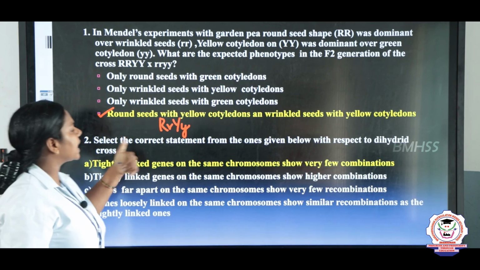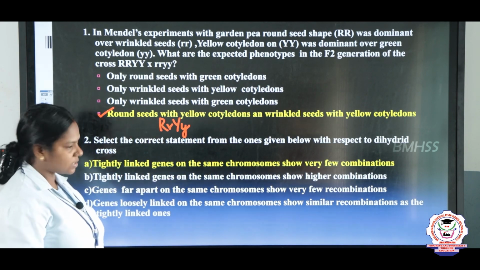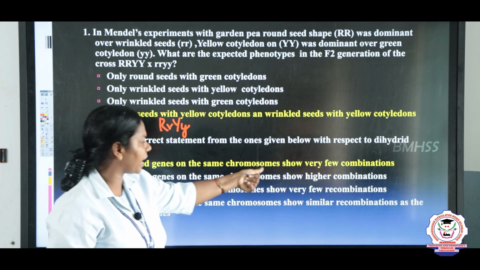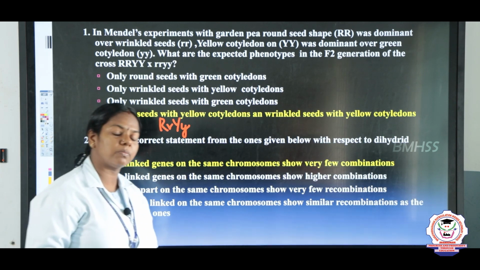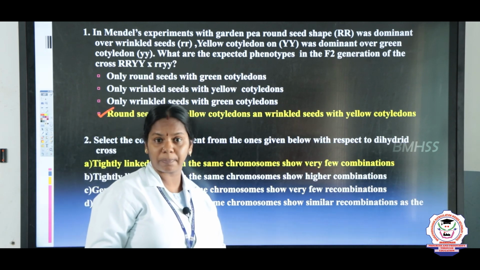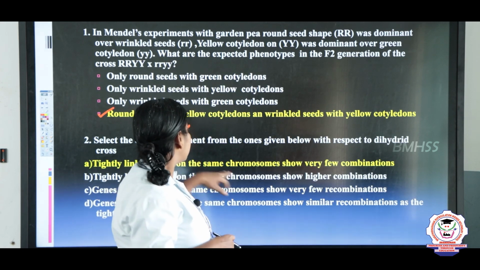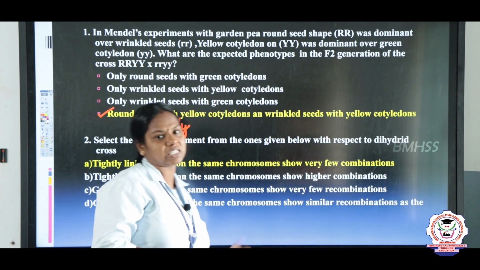And select the incorrect statement from the ones given below with respect to the dihybrid cross. Here, tightly linked genes on the same chromosome show very few combinations. This is for the gene responsible for the height of the plant. When the genes are linked tightly, right, the chromosomes show few combinations. So this is the correct statement in that.